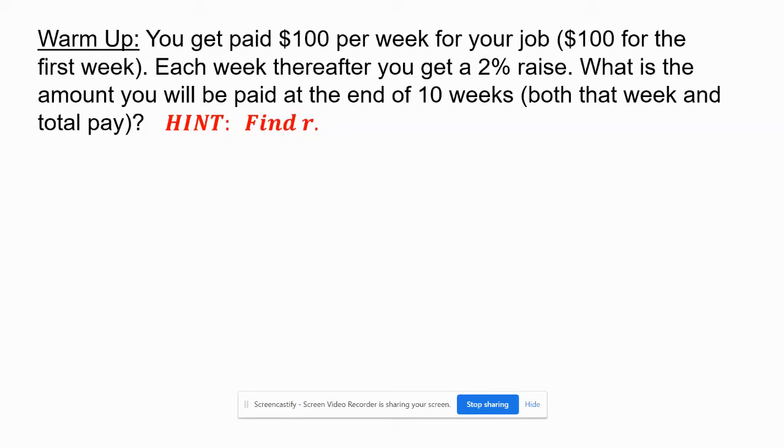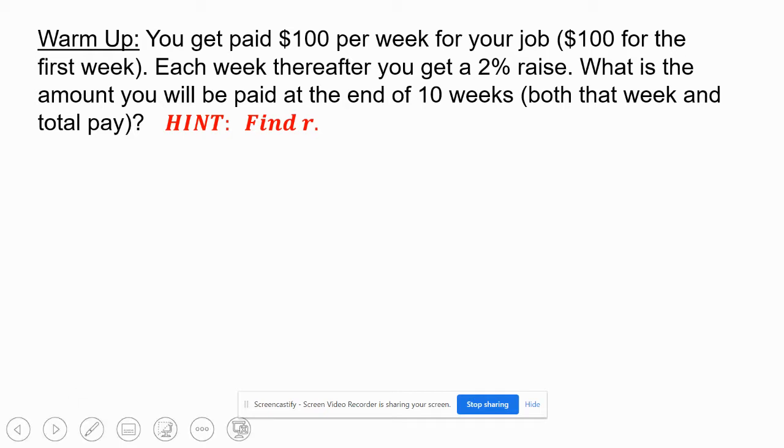These are the notes for exponential growth and decay for IB Math. So this is a little review warm up. To start with, you can pause your video here and see if you know how to answer this.